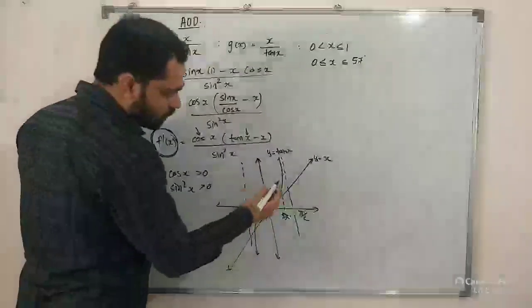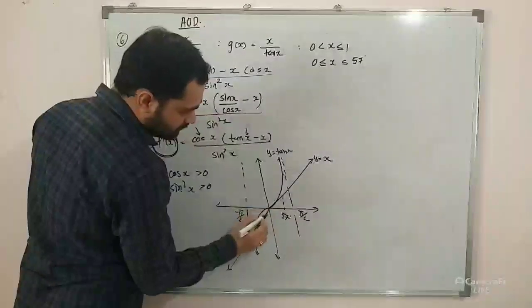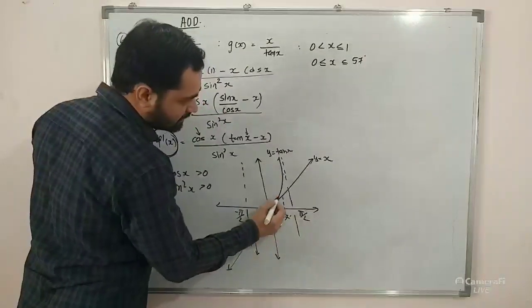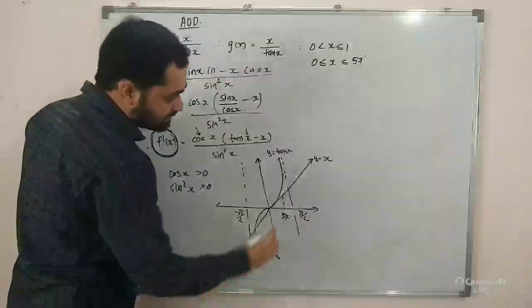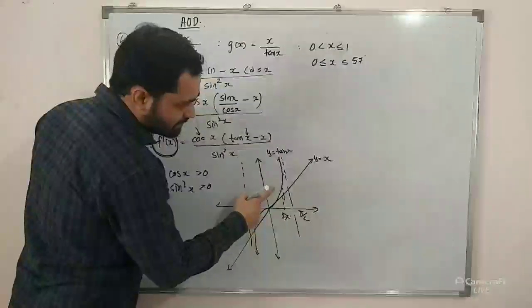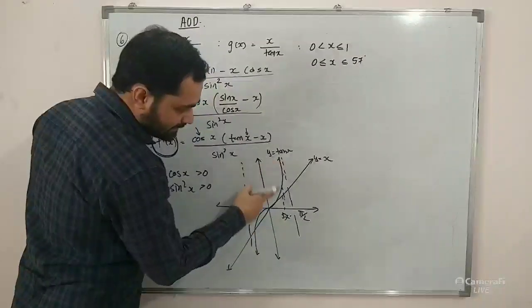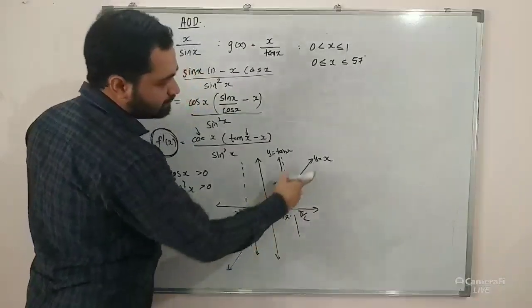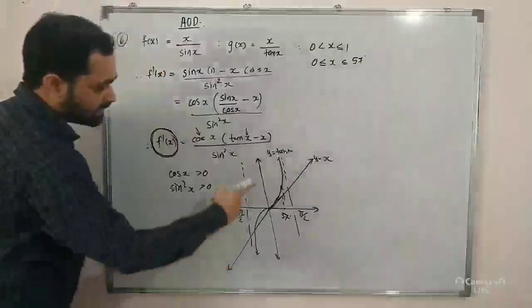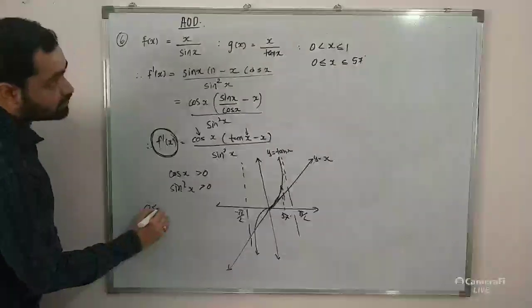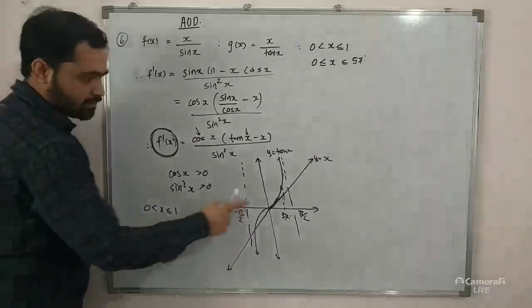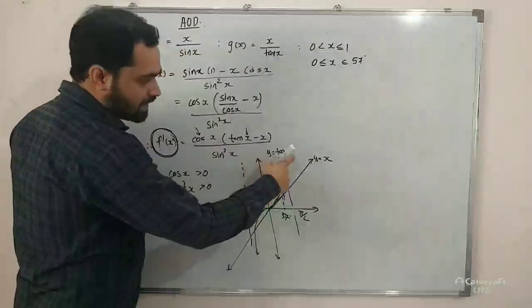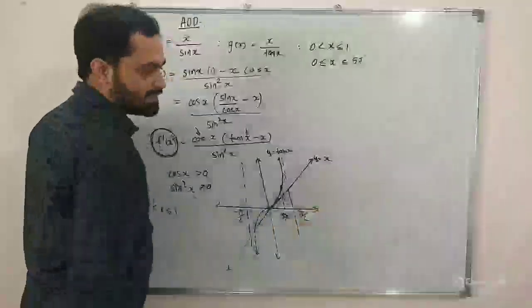So you can easily observe the curve of y equals tan x and the curve of y equals x. In this interval, which one is larger? Tan x is larger, and the value of x is smaller. It means in the interval 0 to 1, you can easily observe from the graph, right? You know the graph of tan x and you know the graph of y equals x.